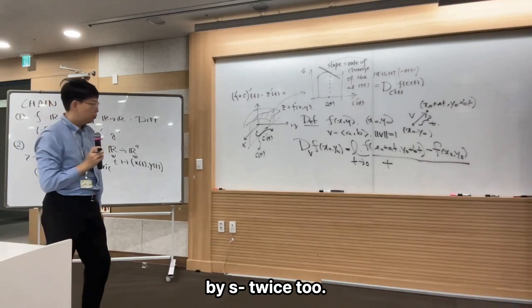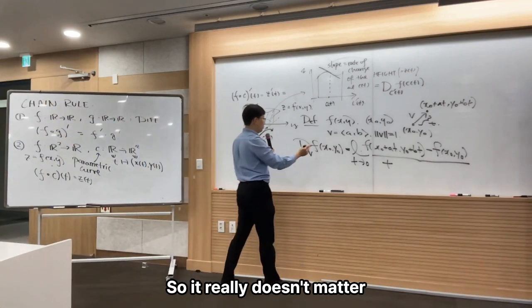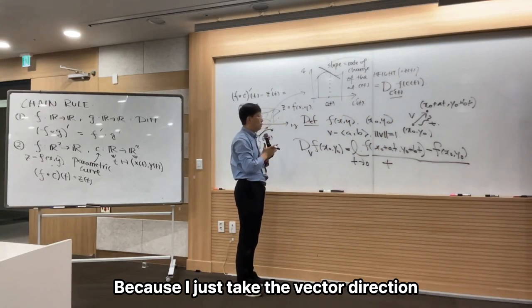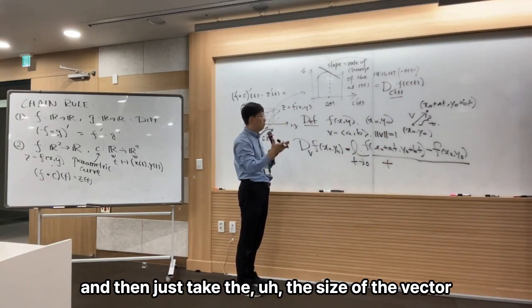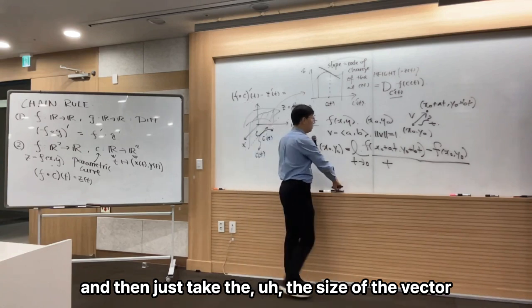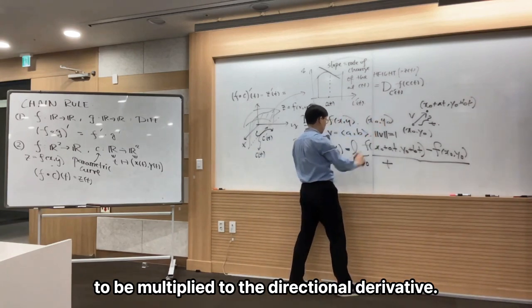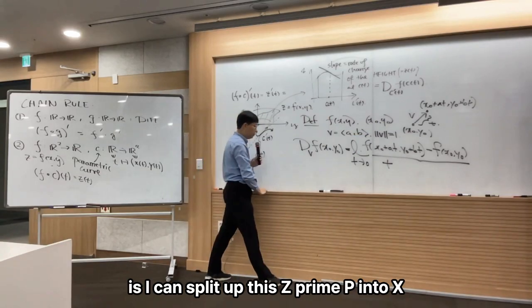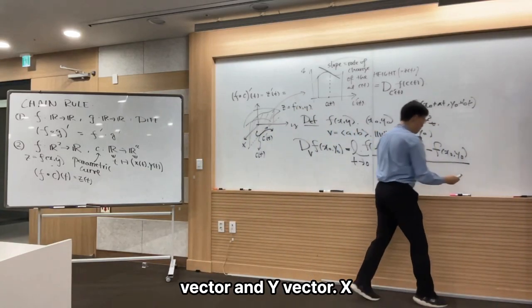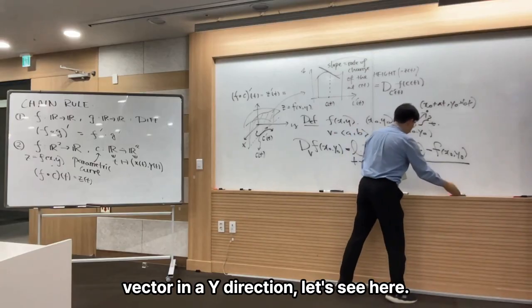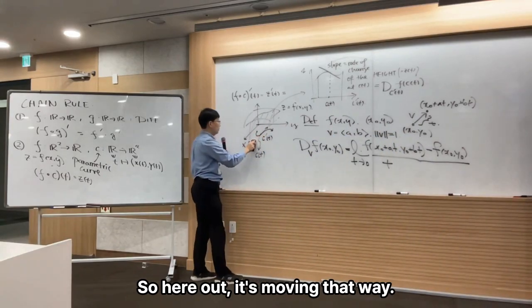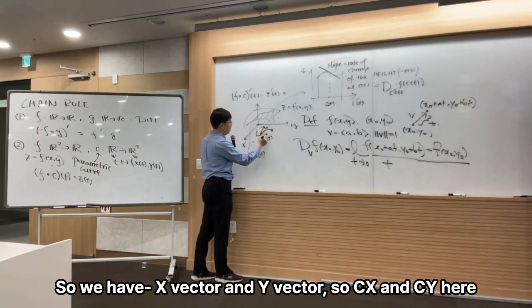So it really doesn't matter whether I take c prime t to be a unit vector or not, because I just take the vector direction and then multiply the directional derivative by the size of the vector. And also, I can split up this c prime t into an x vector and a y vector, x direction and y direction. Let's see here, it's moving that way. So we have the x vector and y vector, so cx and cy here.